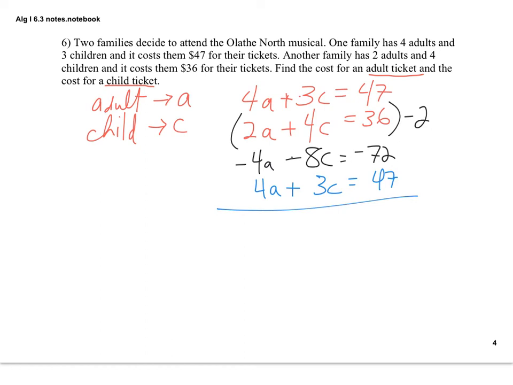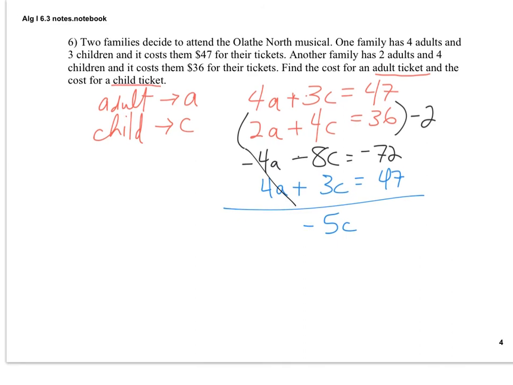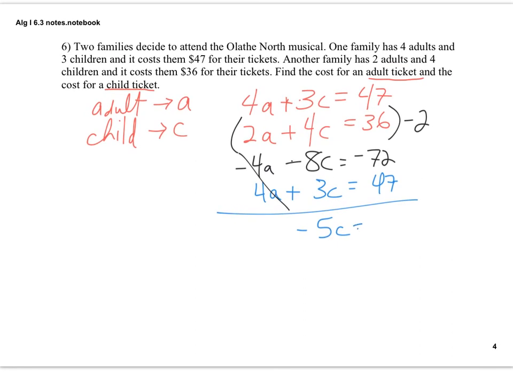All right, add those 2 equations together. My A's are going to cancel out. I'm going to have a -5C. I've got negative children. That's interesting. Okay, -72 plus 47. That is -25. And my negative children and my negative price are going to even out here in just a second, because when I divide both sides by -5, I end up with the price for my child's ticket, which is $5.